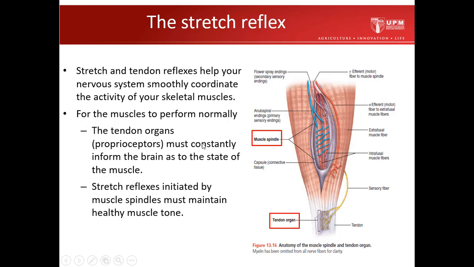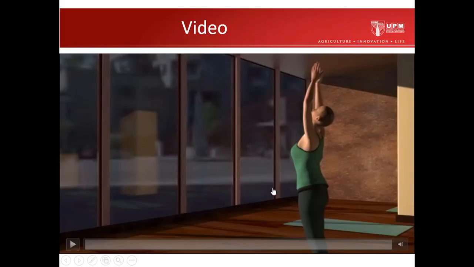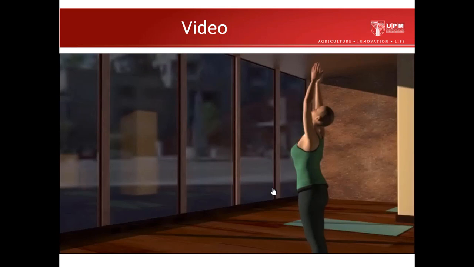And then the tendon organ must constantly inform the brain about the state of the muscle. The Golgi tendon organ is a sense organ, because it tells how much tension the muscle is exerting. Now let's see a video on how the muscle spindle works.